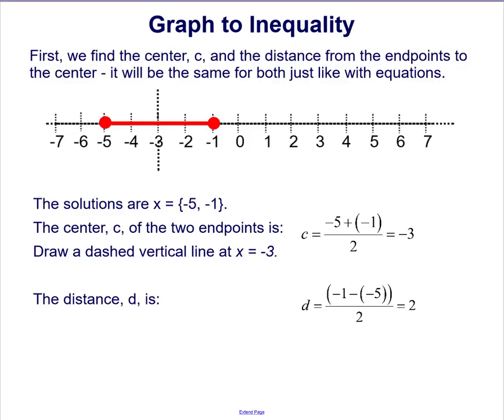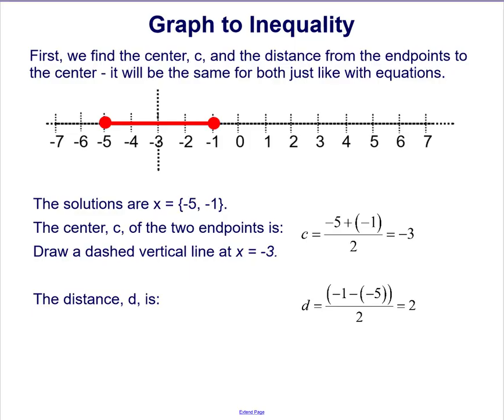First, we will find the center C and the distance from the endpoints to the center. It will be the same for both, just like the equations. So we know that the solutions are x is equal to negative 5 and negative 1. The center C of both of the two endpoints is basically the average. You're going to take negative 5 plus negative 1, which is negative 6, divided by 2, gives you negative 3. You can see the dashed vertical line at x equals negative 3.